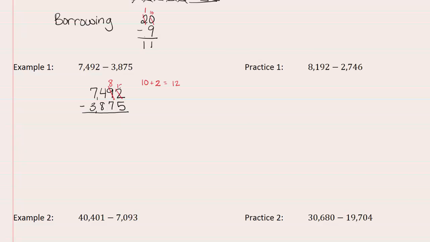So my 2 becomes a 12. And now I have 12 minus 5, and that's enough. So 12 minus 5 is 7. And then 8 minus 7 is a 1. 4 minus 8, again I don't have enough, so I'll have to borrow. So my 7 becomes a 6, and my 4, when I add 10 to that, becomes a 14. And now 14 minus 8 is 6, and then 6 minus 3 is 3. So we get 3,617. Now I would like you to pause the video and do practice number 1 on your own.